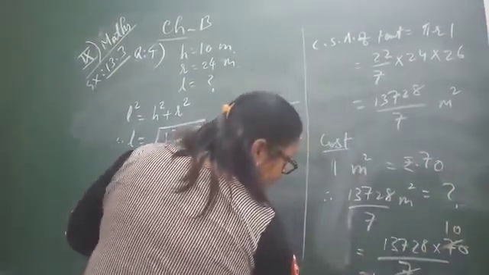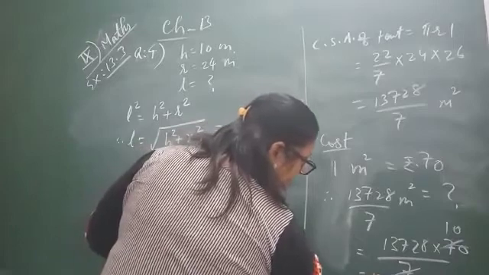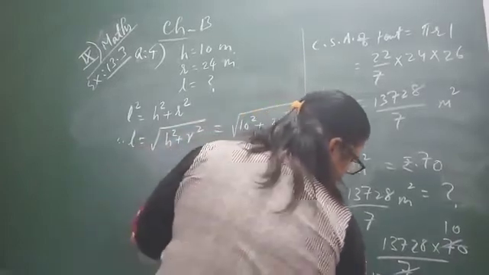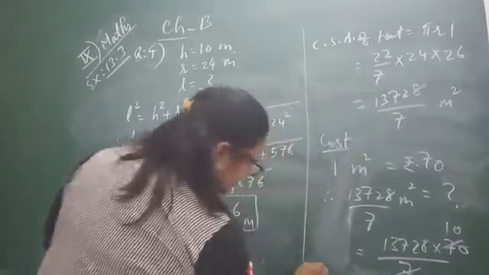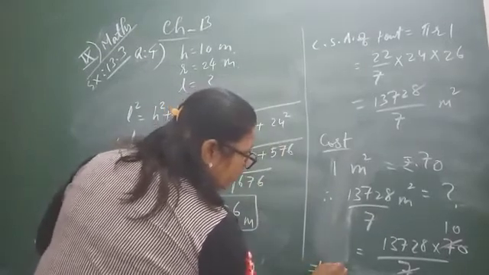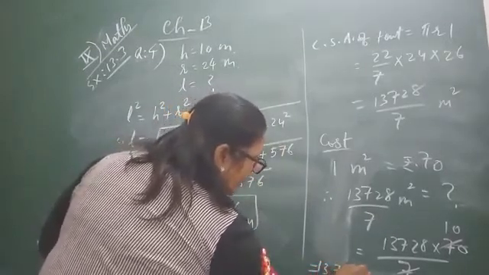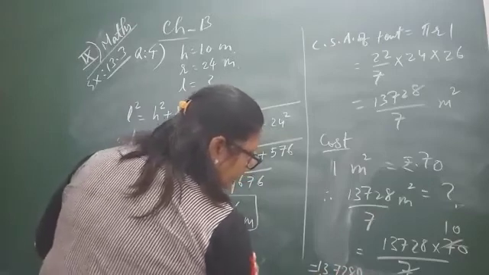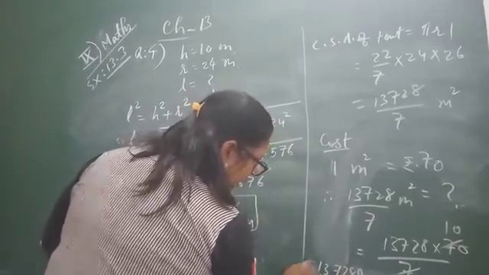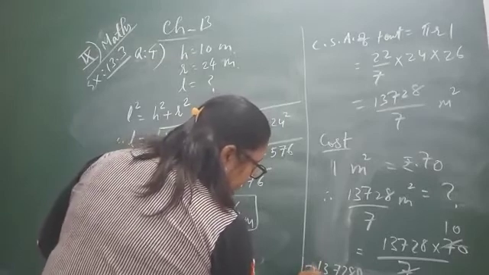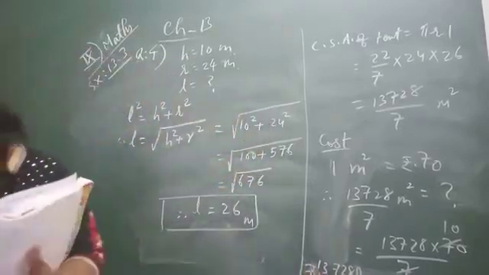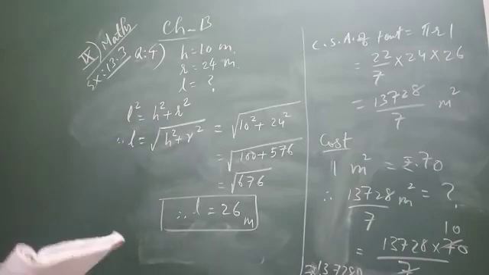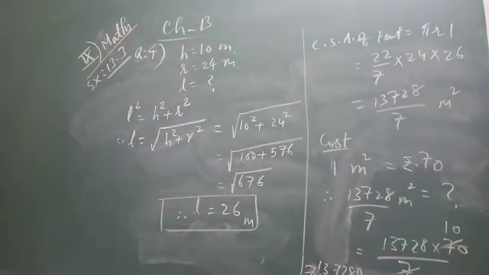So it will be 137,280 rupees. So the answer is 1,37,280 rupees. That is the cost of making this tent. Got it? So today you have to complete these 2 questions.